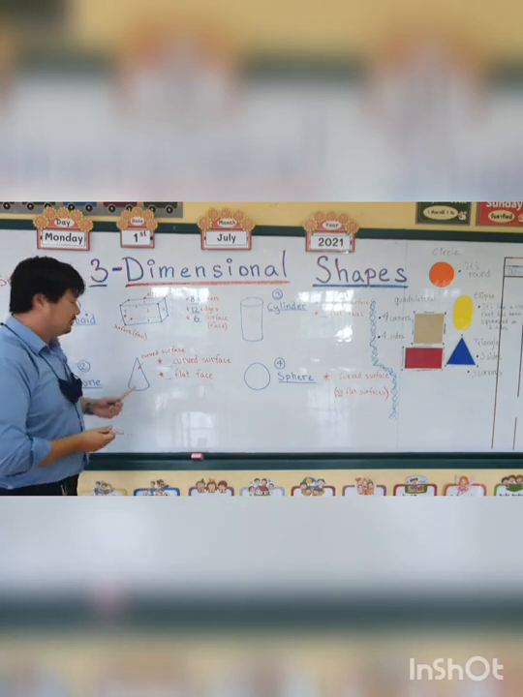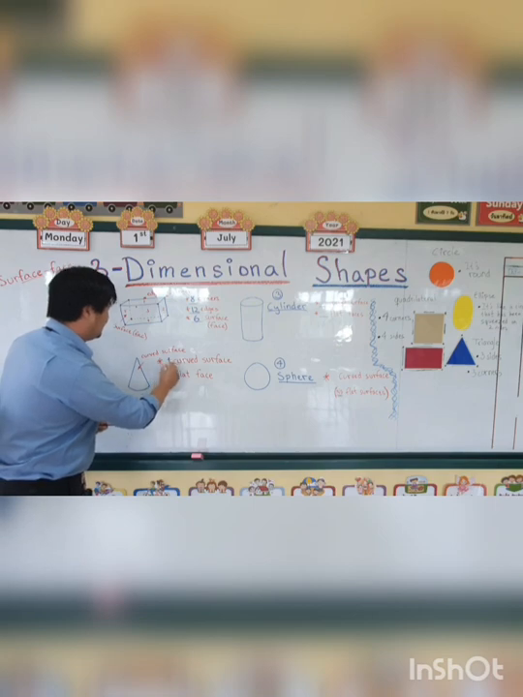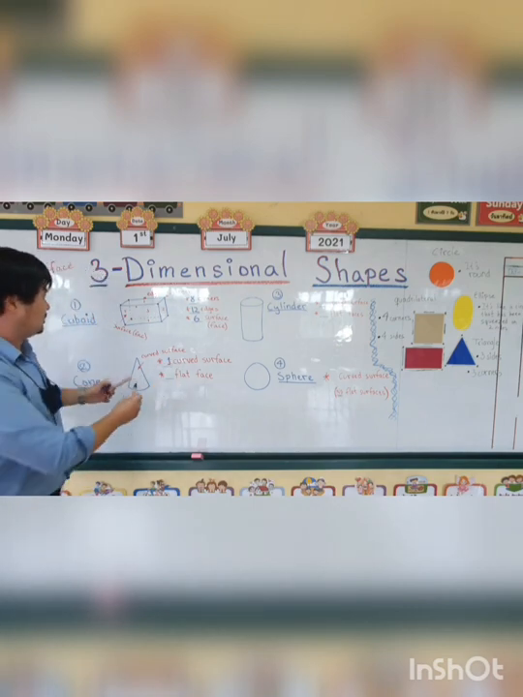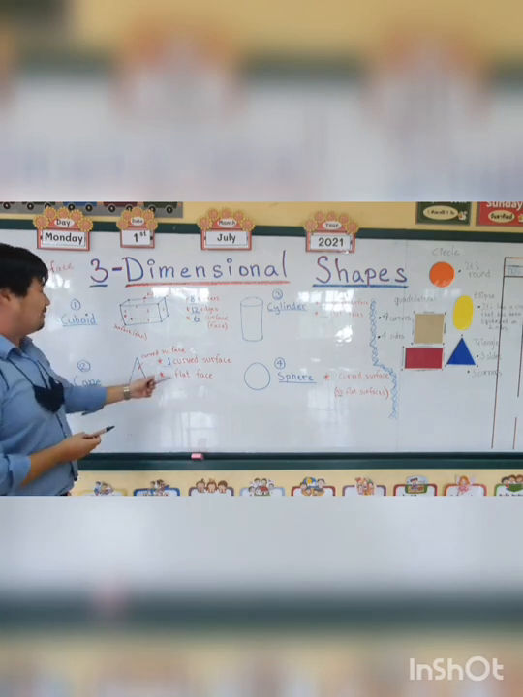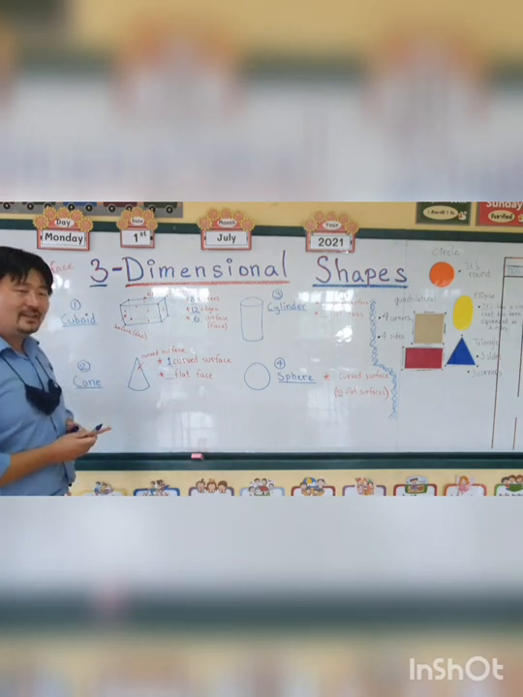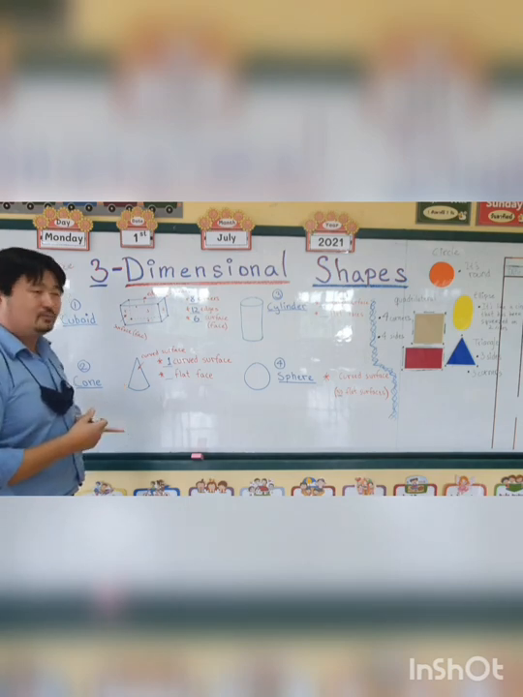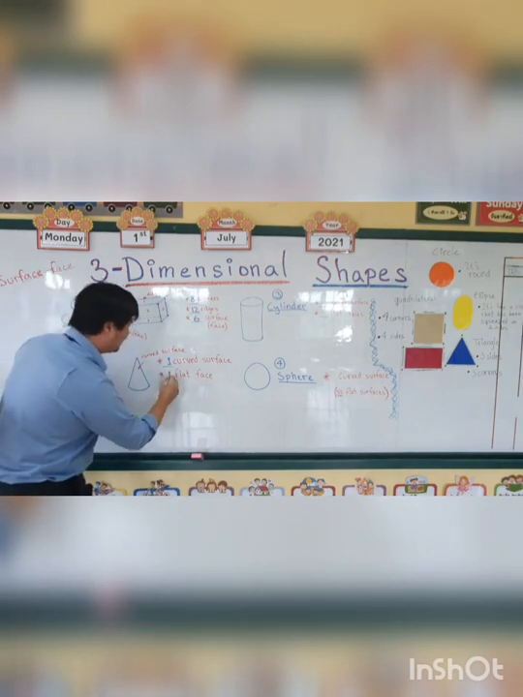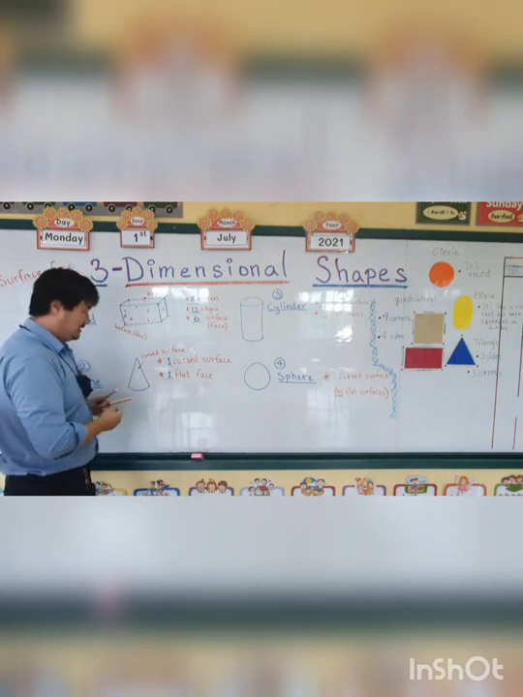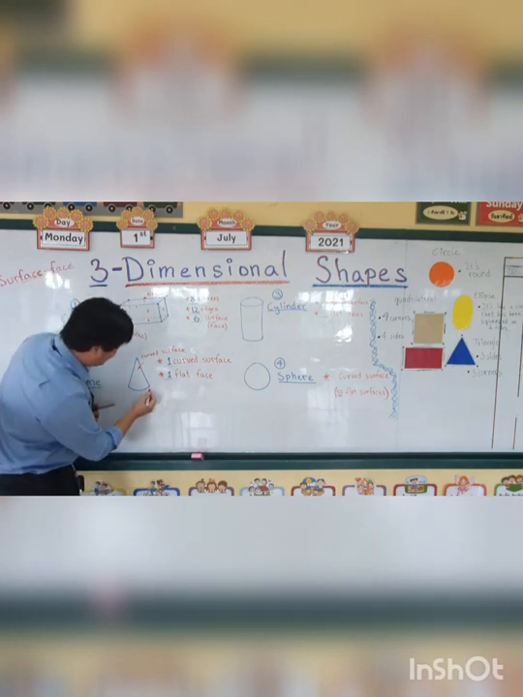How many do we have? One, right. One curved surface because it goes all the way around. And do we have any flat surfaces? Any flat faces? Anyone? Good. Yes, we do. We do have one as well. And where is it? Underneath? Yes, it is underneath. Here.